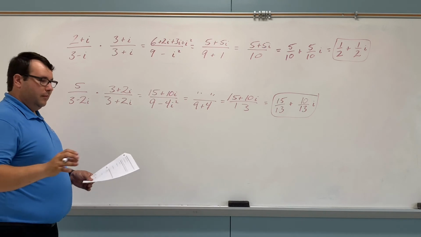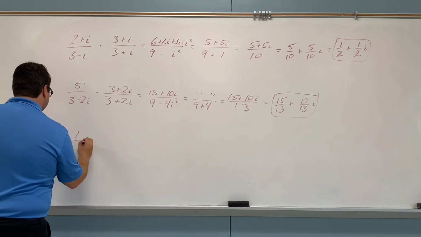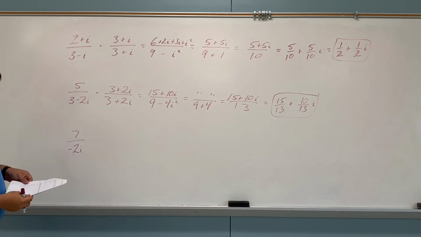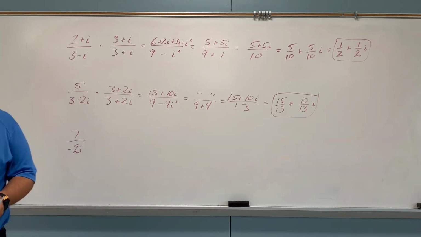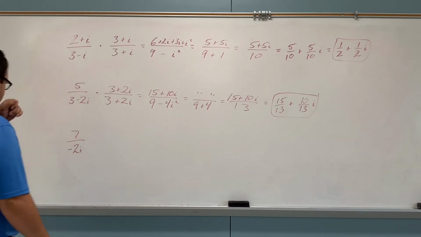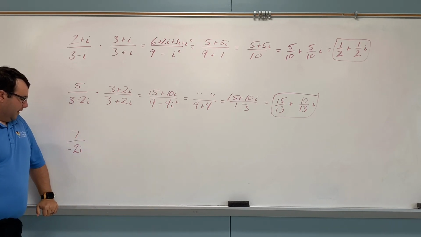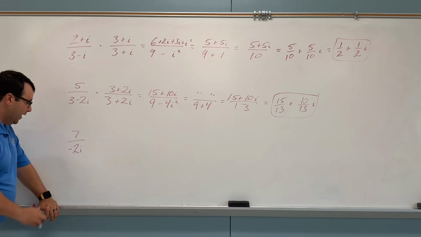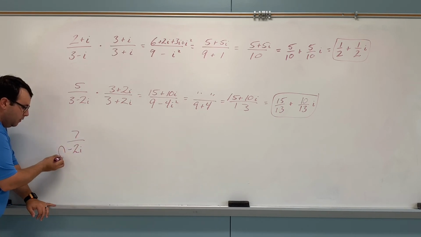Let's try one more. I'm going to give you one more, and this one seems to usually get people. Let's have 7 over -2i. Now, as you're solving this particular problem, 7 over -2i, you might be looking at it and saying, can't I just multiply by i? No, you don't want to do that. Here's why. The denominator is technically in an inappropriate complex number format. Technically, the real value here is 0.